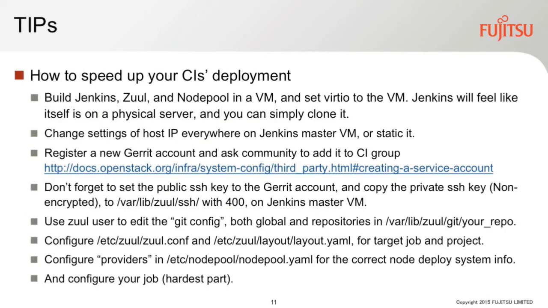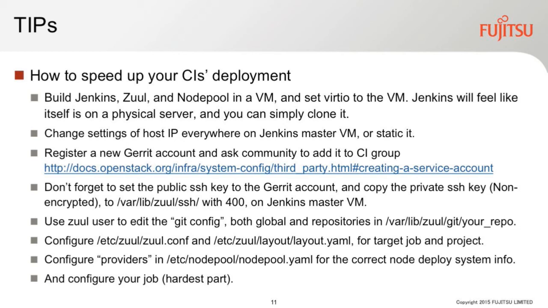And how we sped up our second CI: we built everything in a virtual machine, the Zuul, the Jenkins, the nodepool, and others. And we configured the bash IO to the VM, and Jenkins feels just like it is on a physical server. The performance is no problem then. And after that, you can simply clone it. And that is why we sped up.